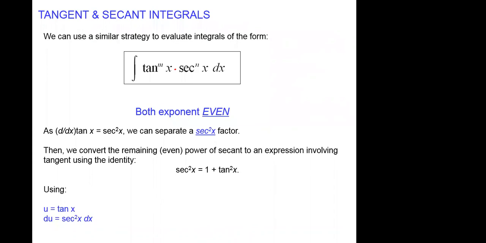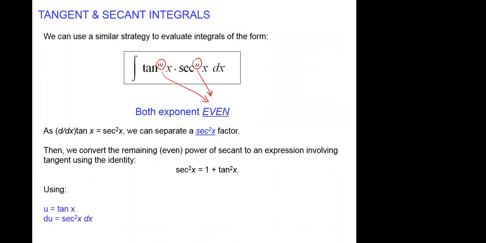Okay, but let's start with case one for this type. We have an exponent n and m, and this will be the instruction if both of the exponents, both of them, are even.